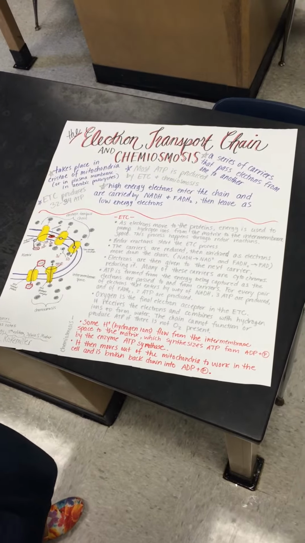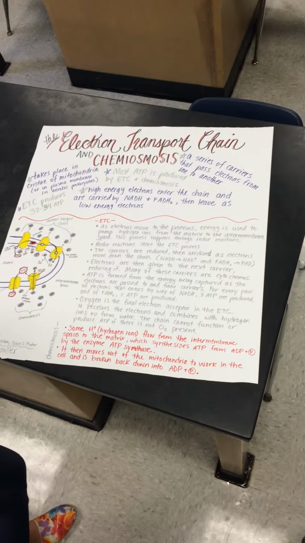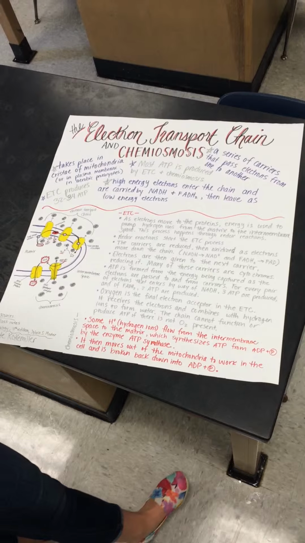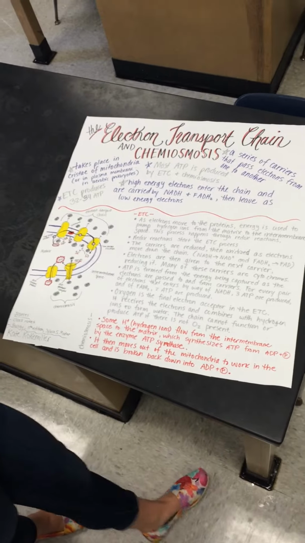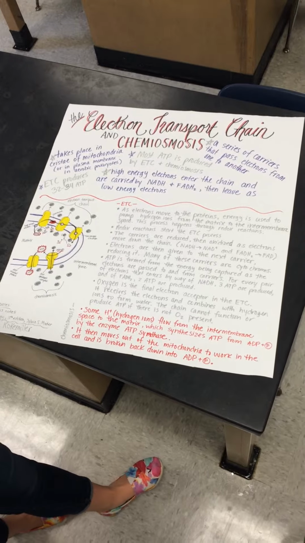The ETC produces 32 to 34 ATP, and high energy electrons enter the chain and are carried by NADH and FADH2, and then leave as low energy electrons.